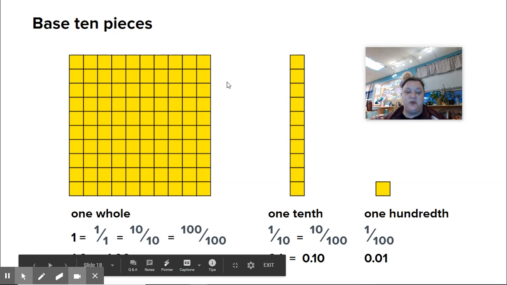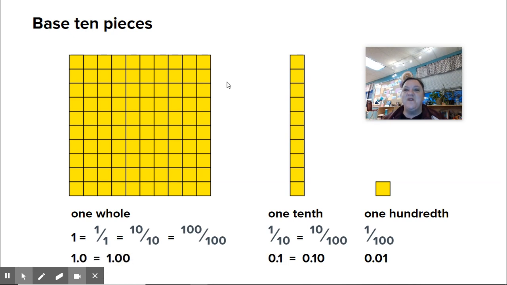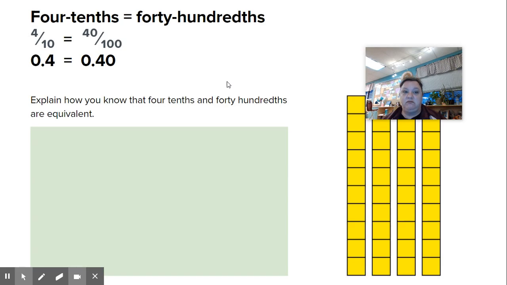And also how to write it. 1.0 is the same thing as 1.00. So look at that 1.00 as a dollar. That may help. Now look at the strip as 1/10 of your whole. 1/10 is the same thing as 10 hundredths. And we write that as 0.1 or 0.10. Think of those as dimes. The hundredth is one little bitty square unit, 1/100th, also 0.01, and that's like a penny.